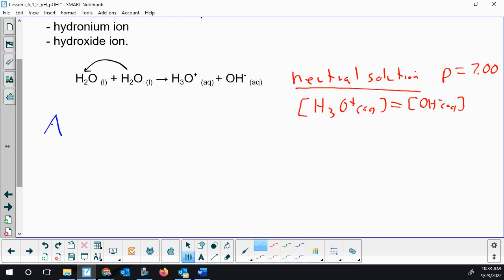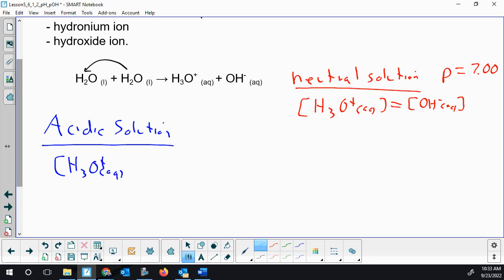So that leads to what is an acidic solution? It's when it's not balanced. That's when the concentration of hydronium is greater than hydroxide. There was some chemical that was an acid, and that made some extra hydronium. There'll still be some hydroxide from this auto-ionization of water. So acidic solutions still have some hydroxide in them, just not very much.